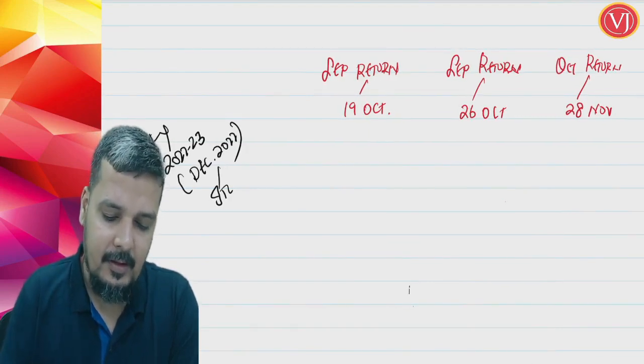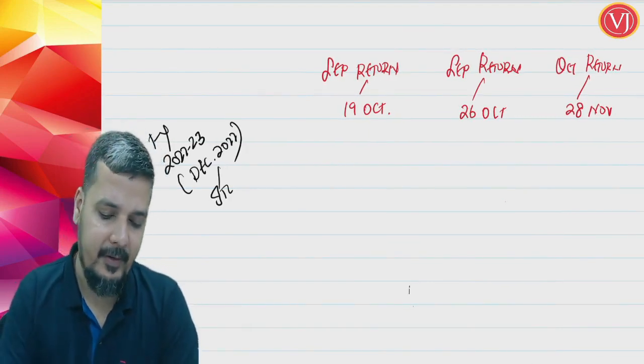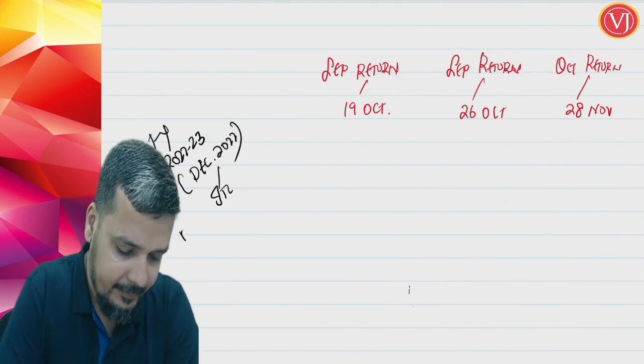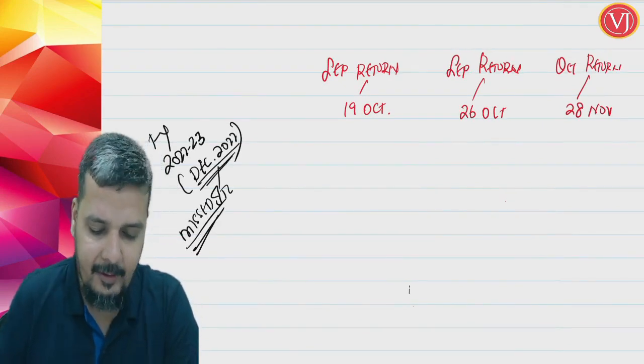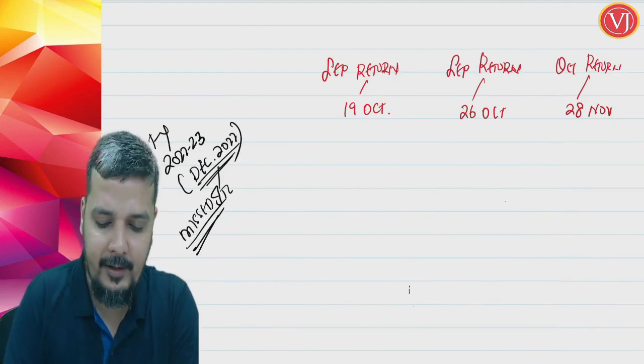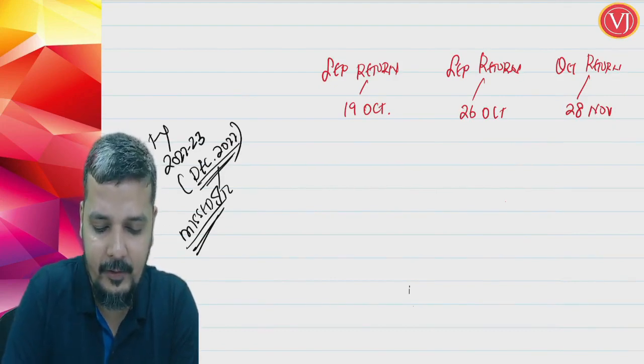Now, these are the scenarios. I have missed this ITC, this ITC of December month, and now I am willing to take it. These are three different scenarios.